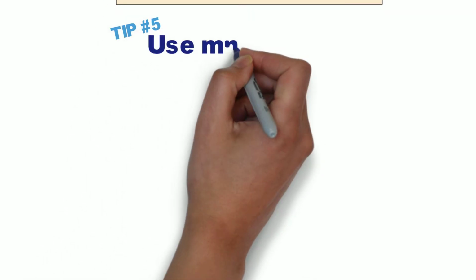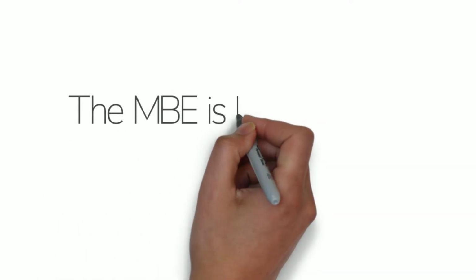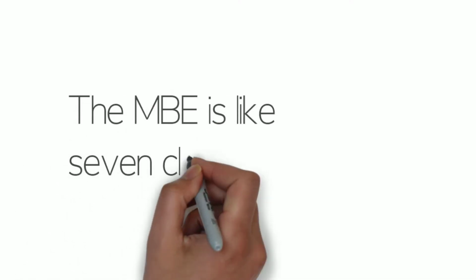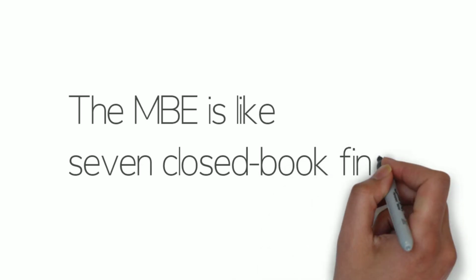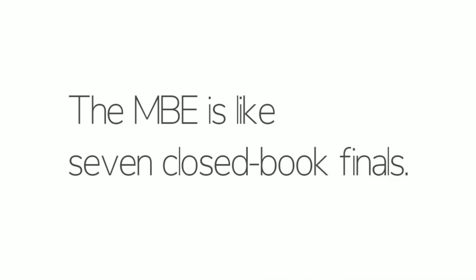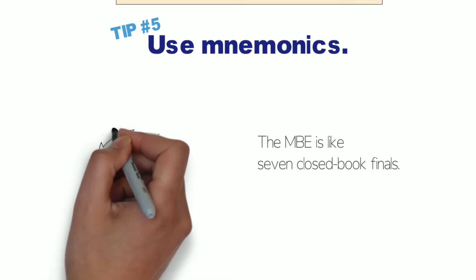Tip number 5, use mnemonics. Mnemonic is just a fancy word for memory hook. The MBE is like walking into 7 closed book multiple choice finals, back to back to back. Unless you have a near photographic memory, you're gonna need a way to string everything together.